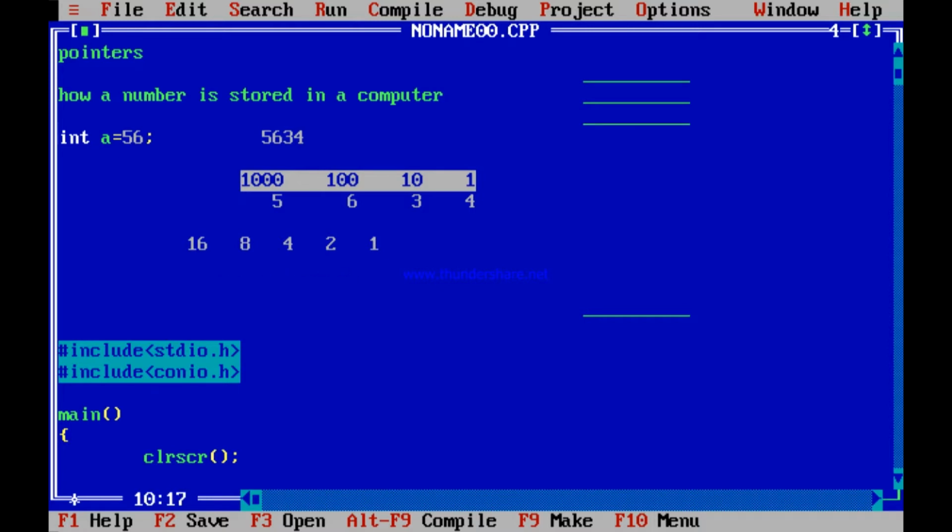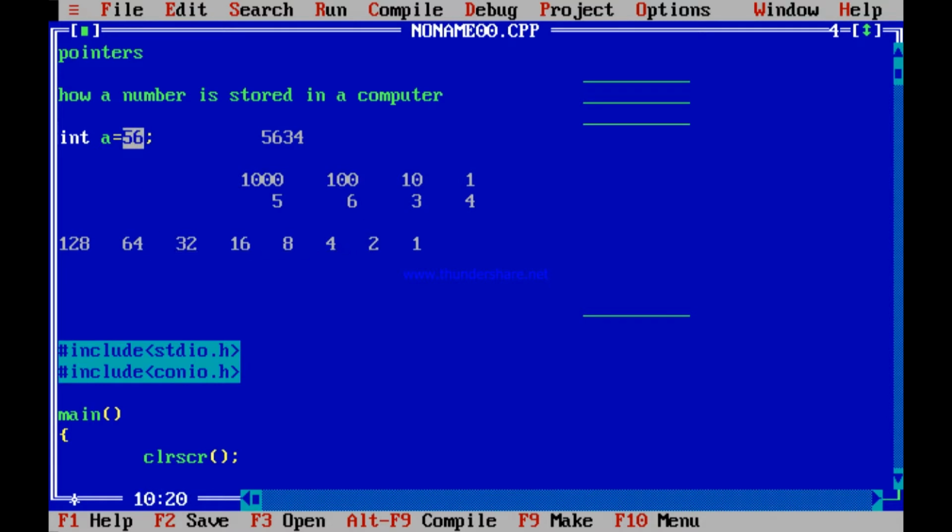So how do you store 56? Say for 56, after 16, what will come? 32. Is it not so? After 32, what will come? 64. I think you understand. In this way, the next will be 128 and so on. Now for 56, what is the biggest 2 to the power something, maybe 1, 2, 4, 8, 16, 32? See, all these are 2 to the power something. This is 2 to the power of 0, 1; 2 to the power of 1, 2; 2 to the power of 2, 4; 2 to the power of 3, 8.